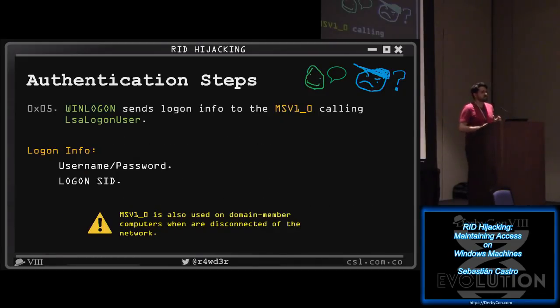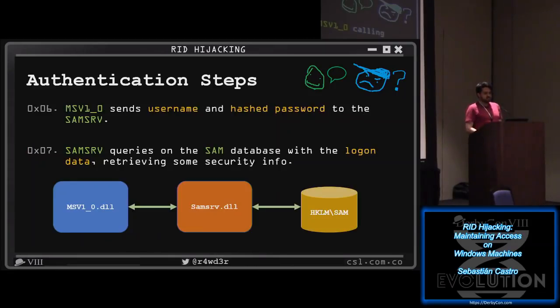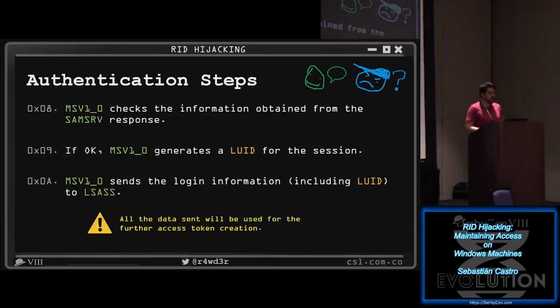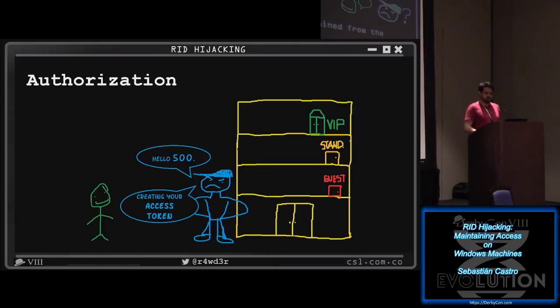So WinLogon sends to the authentication package the username and password combination with the created Logon SID, and then comes this critical step: MSV1_0 sends the user and password combination to the SAM server, which retrieves the related security information, including the user security identifier. And now, to sum it up, MSV1_0 checks the information retrieved. If it is okay, it generates another identifier called LUID for the current session and sends back the logon information to LSASS, including this new identifier. All this data will be used by the security reference monitor to define the security context of the user. So we will see that in short.